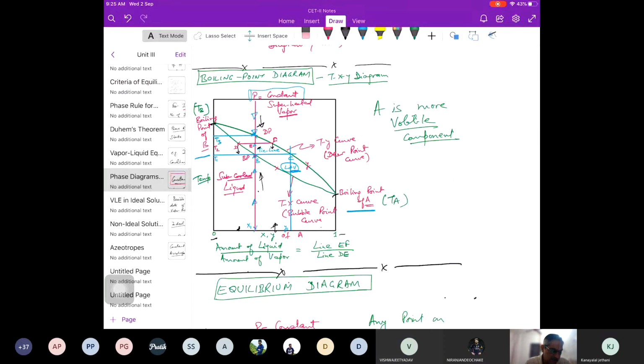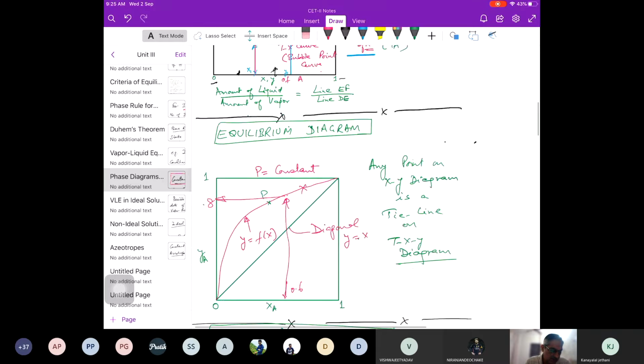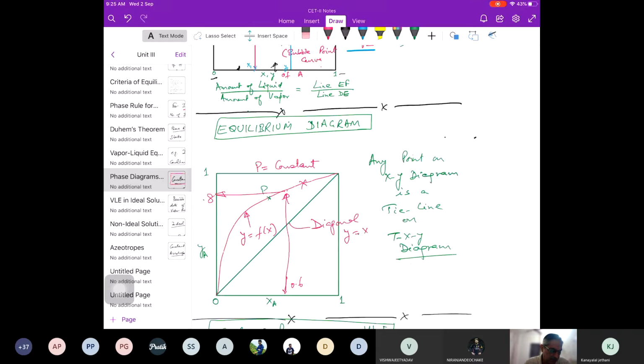Tie line is any line which is connecting the liquid TX curve and TY curve. ये बताया ना, point E लिया हमने, so that will give in result into liquid of composition D and vapor of composition F, right? That is the tie line. If I plot that same thing here on the XY diagram, that is some point P. Vapor composition on y-axis, liquid composition x-axis. That is, tie line is one point on the equilibrium diagram.